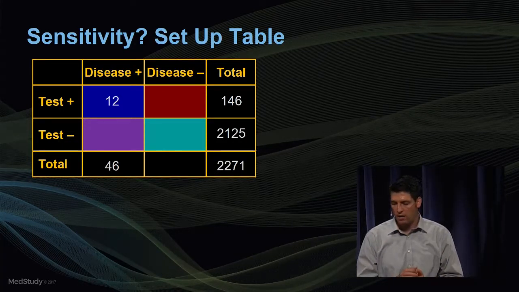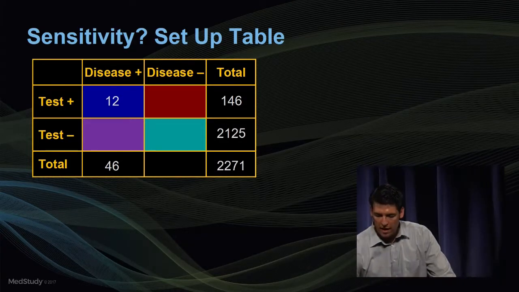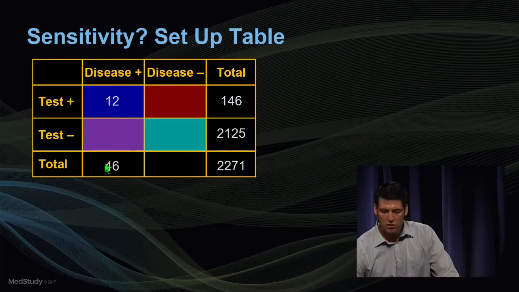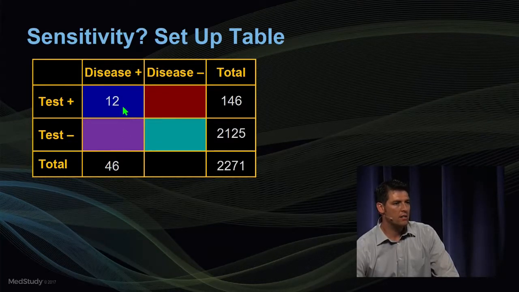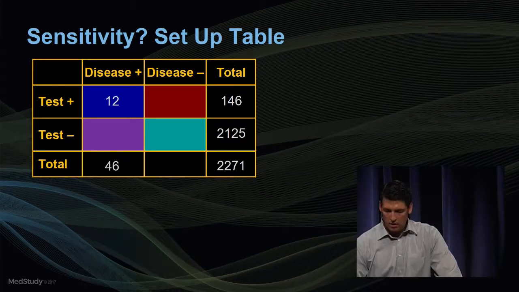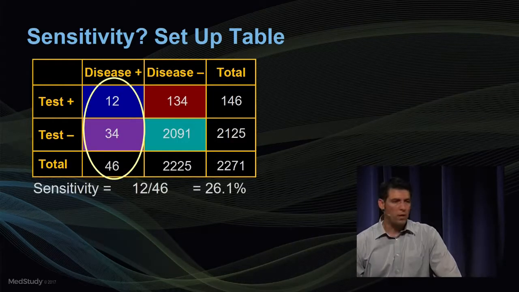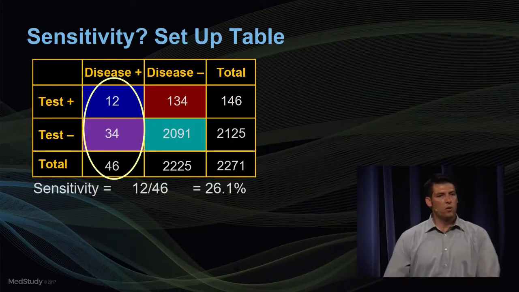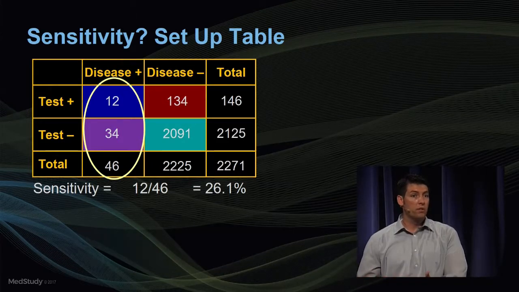So I have 46 cancer positive subjects here. 12 of them were identified by the diagnostic test. So my 12 divided by 46 gives me the sensitivity of the test. Right? And that turns out to be my 26.1%. The rest of the information from that table can be filled in.